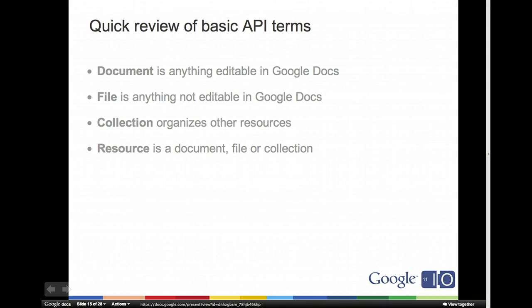And then lastly, a resource is a document, file, or collection. So if you hear me say the word resource today, I'm just referring to one of those three things, because in the API, we actually abstract out the way you work with these things, so that if you wanted to, for instance, change the title of a collection, it's the same as changing the title of a document, so that you have to implement less code.